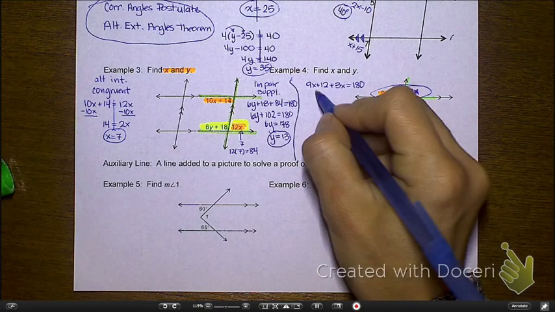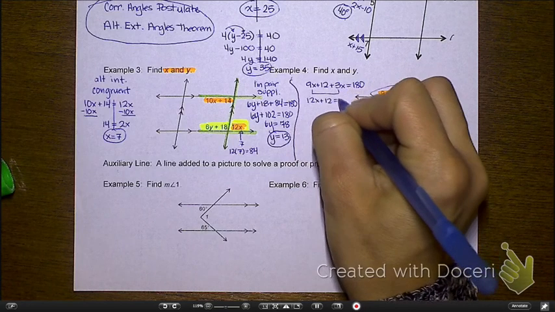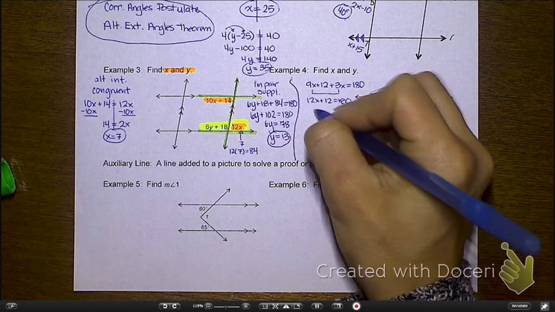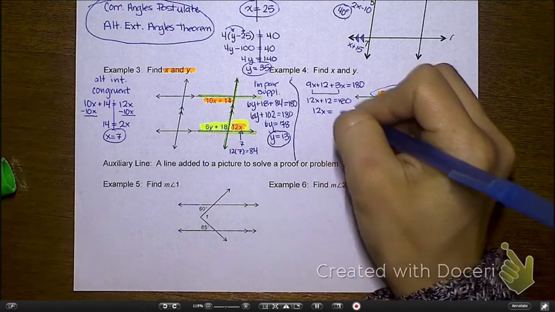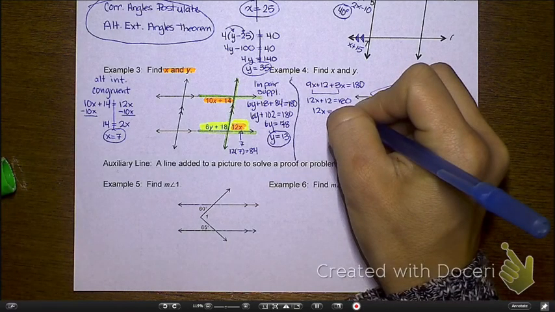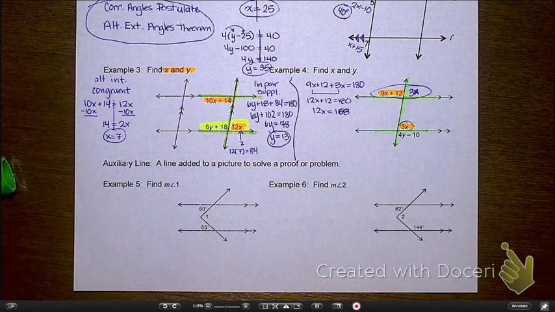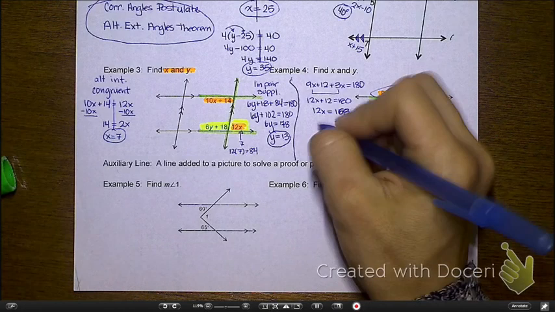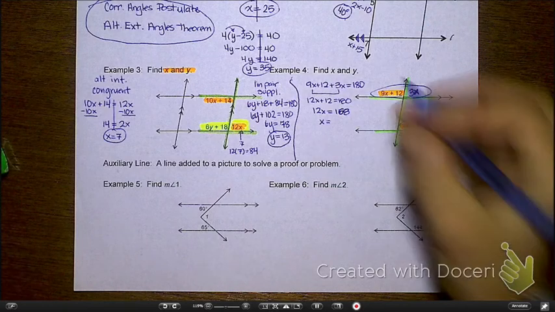Now let's go ahead and solve. So I get 12x plus 12 equals 180. I'm going to subtract 12. So I get 12x equals what? 158? Is that right? No, 168. Is that right? Okay, 168. And now what are you going to do? Divide. Can someone tell me what they get when they divide by 12? 14? Yeah. Okay.